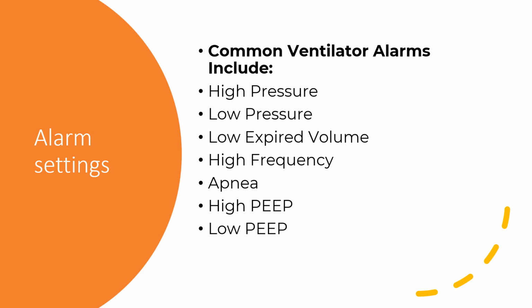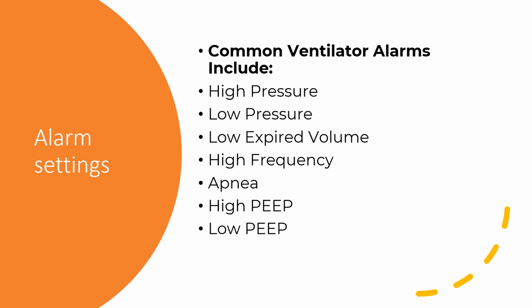For example, let's start off with high pressure. What do I mean by high pressure? I'm talking about high peak inspiratory pressure. High peak pressure will alert the clinician that the patient is having too high a pressure in the airway. Remember, I was telling you that peak airway pressure is a combination of compliance and resistance. And the higher the pressure, the more likelihood that you could cause some kind of damage to the lung.